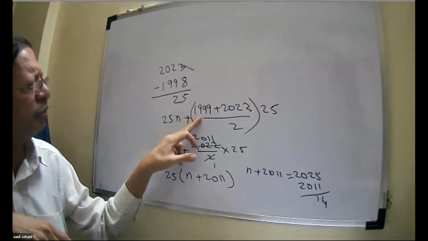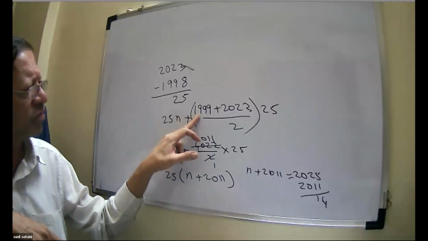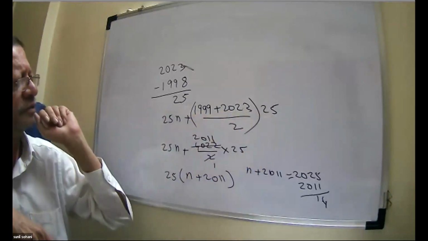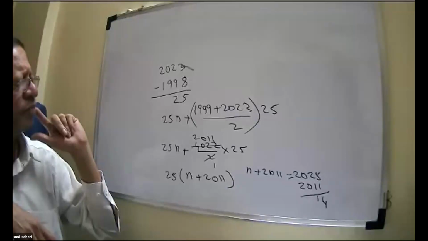Sir, I have a doubt. How did you get the division 1999 plus 2023 by 2? No, there is a rule in arithmetic progression: first number plus last number, divided by 2, into the number of terms. That is the arithmetic progression sum of numbers.